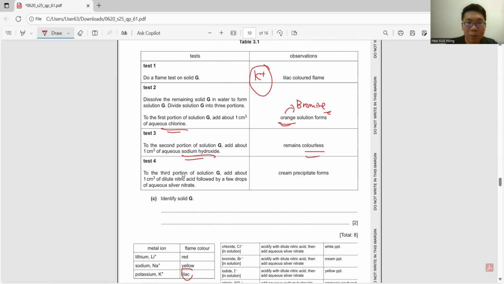Test four, to the third portion of solution G, add about 1 cm³ of nitric acid with silver nitrate. Then it says a cream precipitate forms. So a cream precipitate confirms bromide. So we can confirm the solid G is KBr.